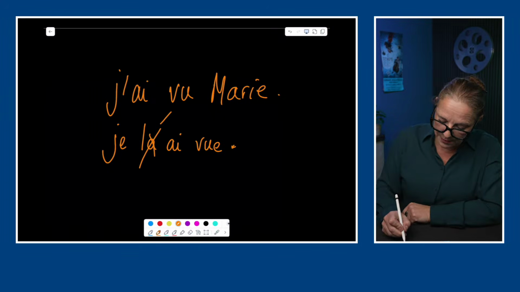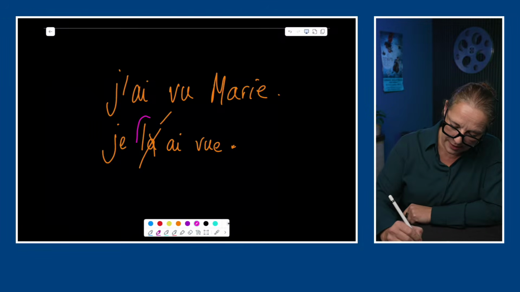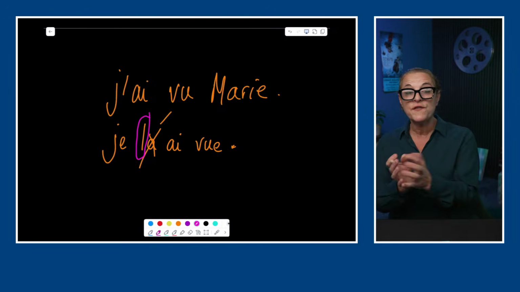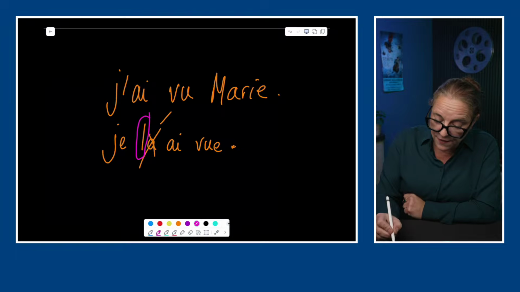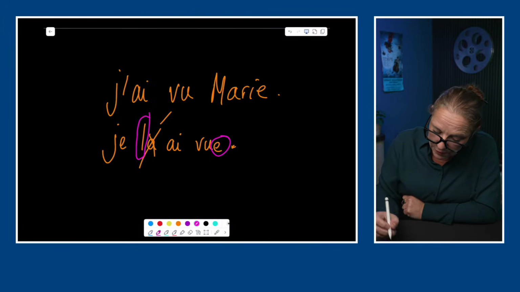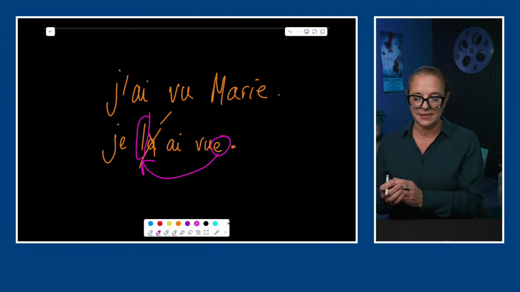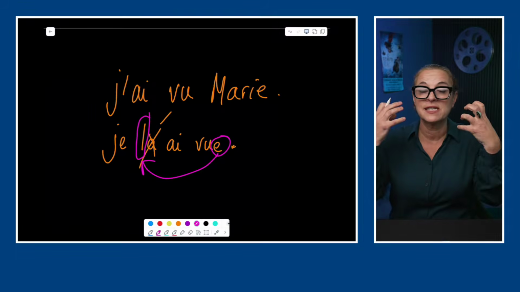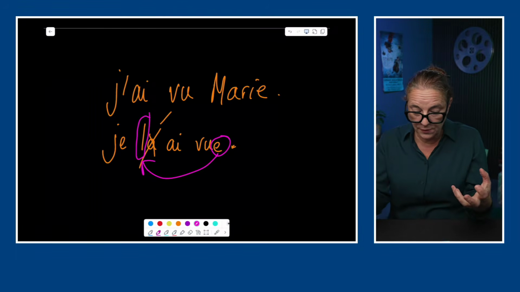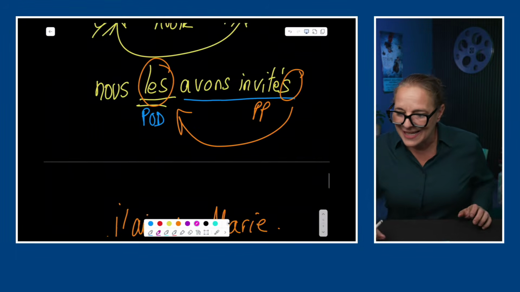But look what happened here. Marie is here in front of the compounded tense. Therefore, we must agree it with the past participle. I have seen her. Do you see what's happening? Is this a little bit clearer?